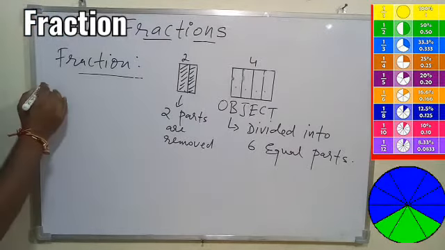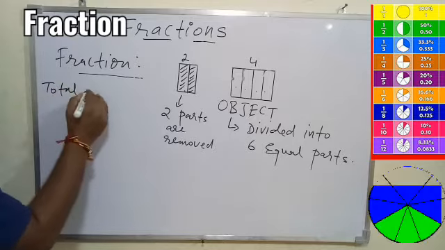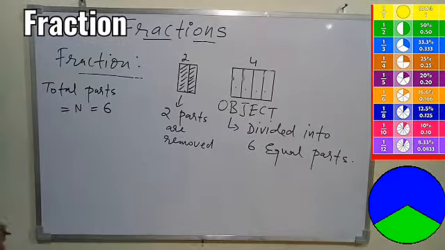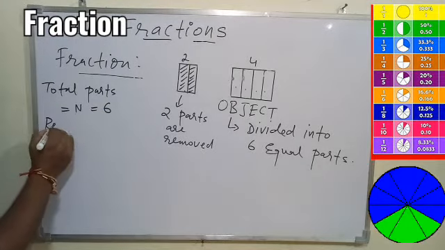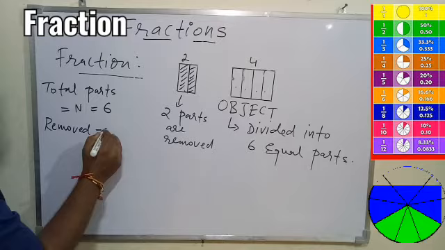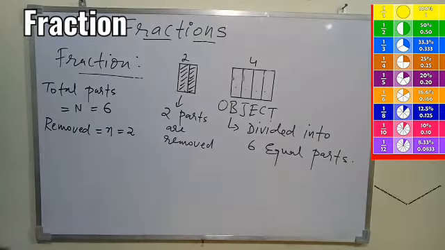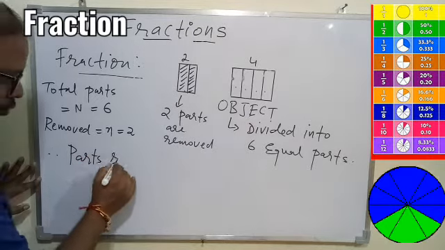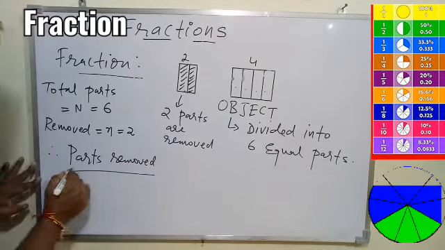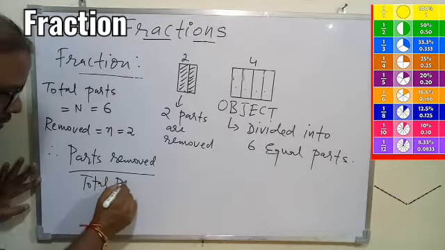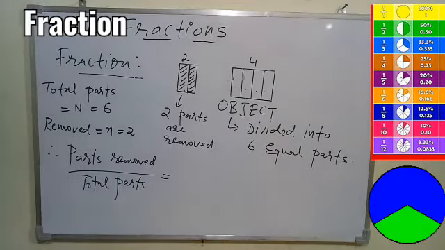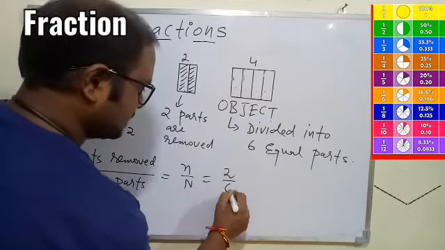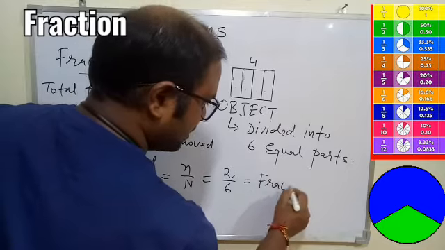So what is to be done? We can say total parts, how much we have. So let total parts be capital N, that was 6 total. Removed, how much? Let it be small n, that is 2. So parts removed by total parts can be written as small n by capital N, that is nothing but 2 upon 6, and this 2 upon 6 is nothing but a fraction.